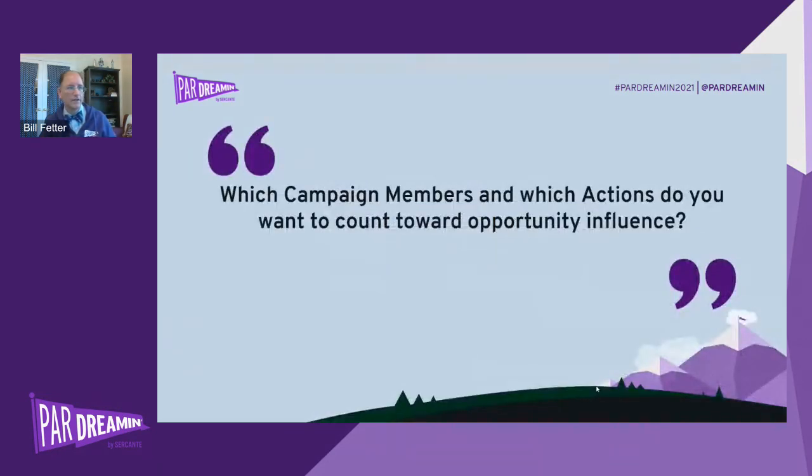All right. So now you have to ask yourselves, which campaign members and which actions do we want to count towards opportunity influence? All right. So we have to think about where do we want people in the campaigns and what actions do we want to take. So here's some other examples for you.